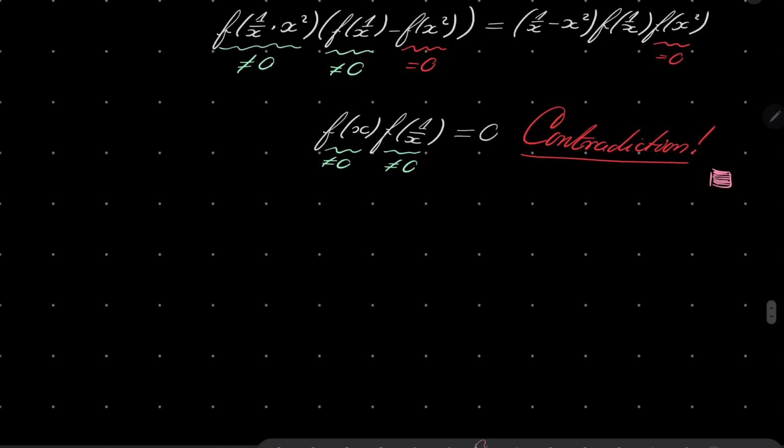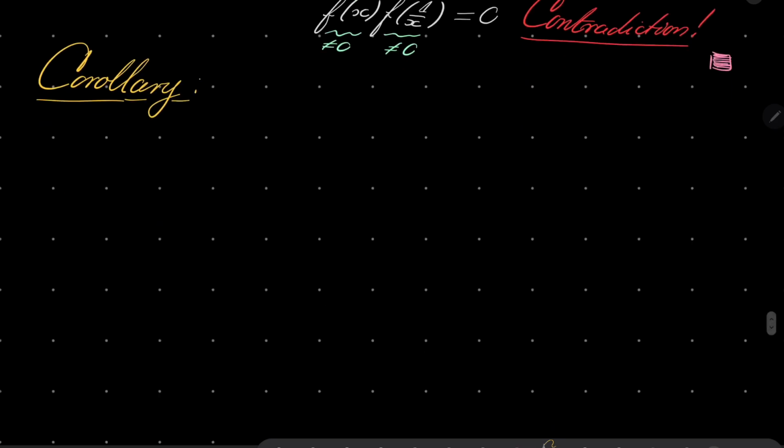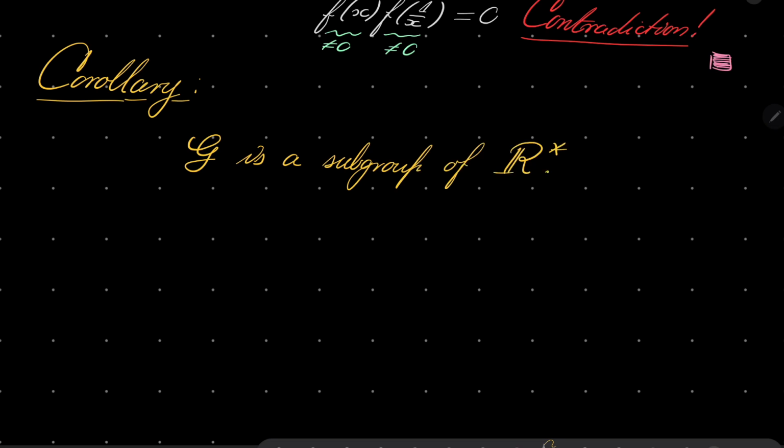And now, as a consequence of these 4 claims, corollary of these claims, G is a subgroup of the set of non-zero real numbers with multiplication. How do I know it? Well, let's take a look. 0 is not in our group. It isn't. So, well, 1, which is the neutral element of multiplication, is in our group G by claim number 1. It is.